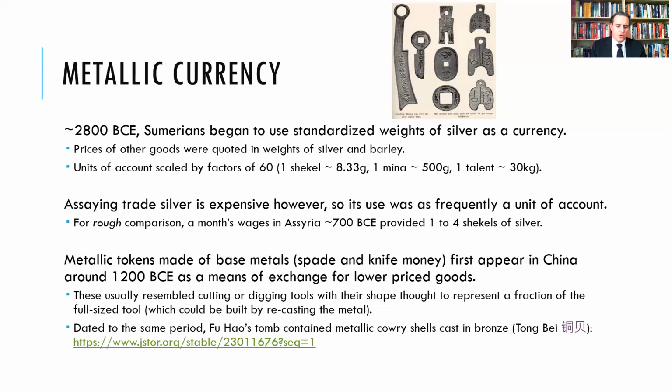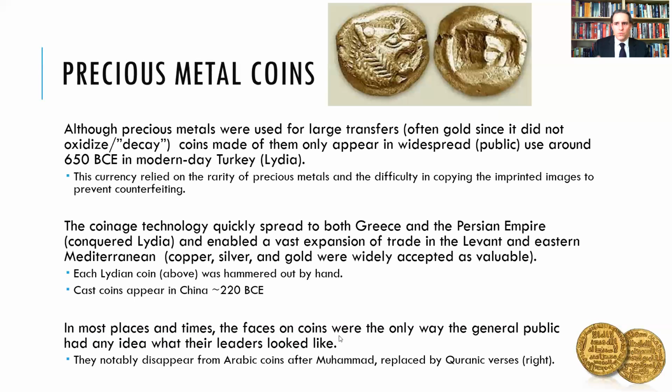In fact, in Goetzmann's book, he talks about the discovery of Fu Hao's tomb, in which metal cowrie shells were discovered, presumably to be used as currency in the afterlife to pay for armies. Now, of course, we do eventually get around to using precious metals, in particular coins made of silver and gold.